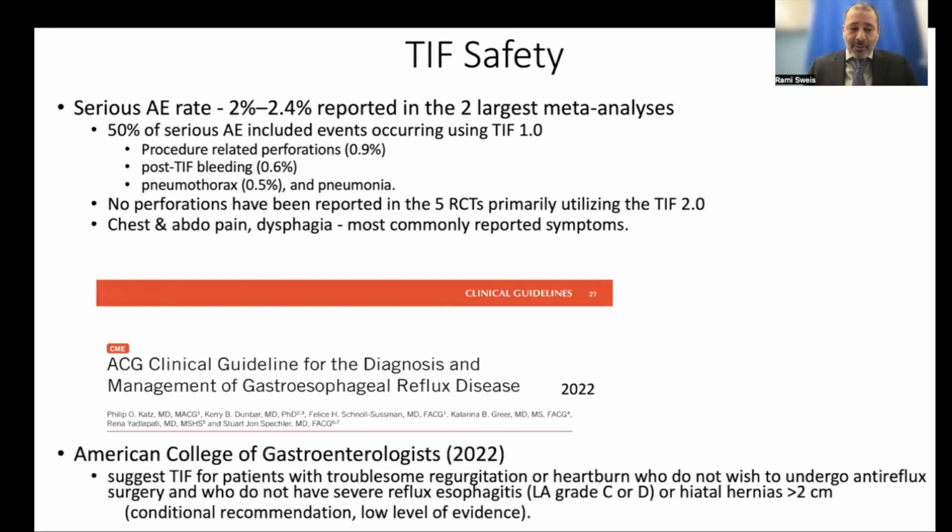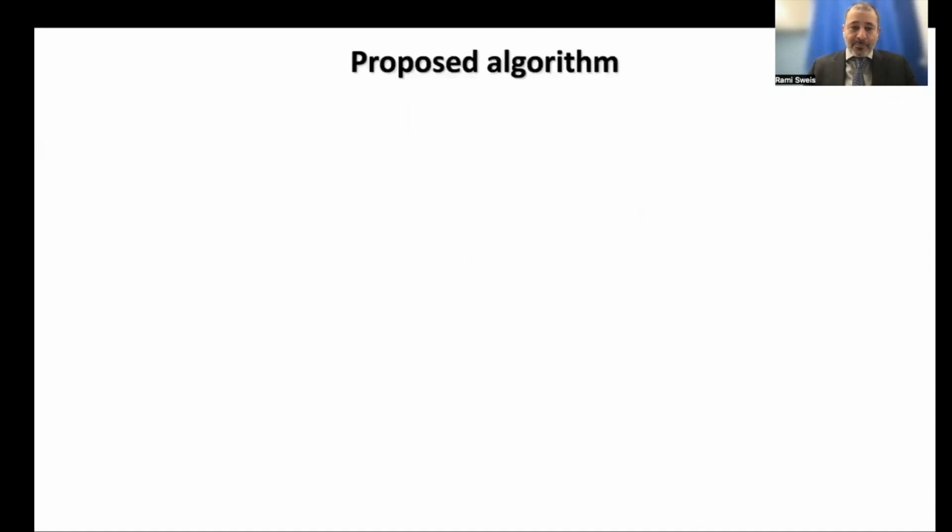So on that basis, the American College of Gastroenterology just last year supported TIF primarily for those with endoscopy-negative reflux who do not have severe esophagitis, grade C or D, and who do not have a hiatal hernia greater than 2 centimeters. So based on all these studies, I propose this algorithm. This is not published.